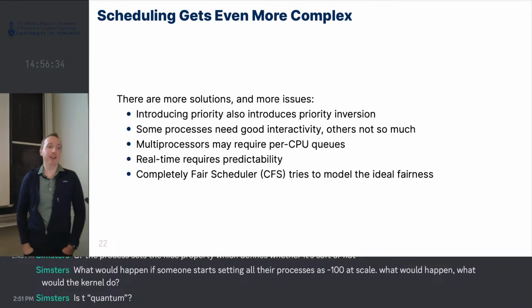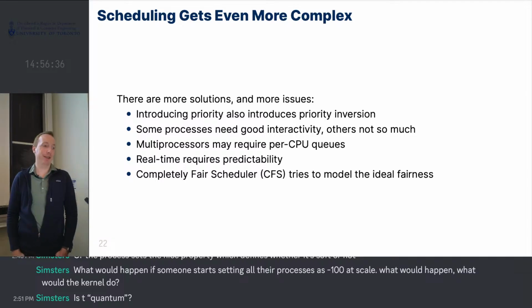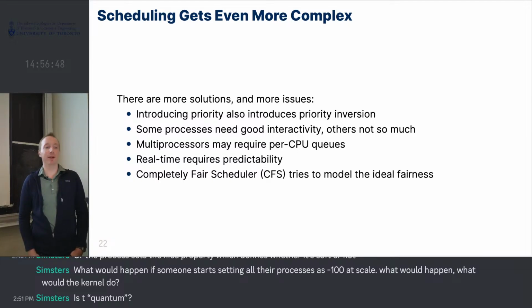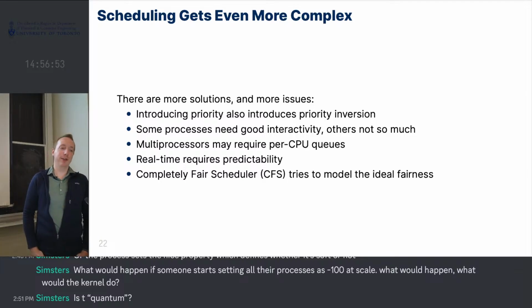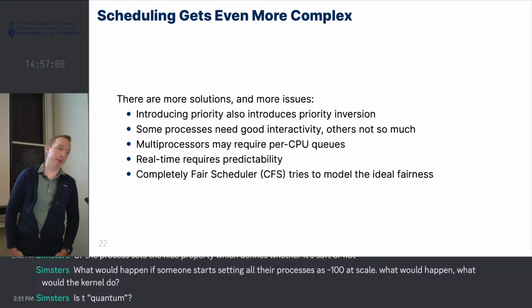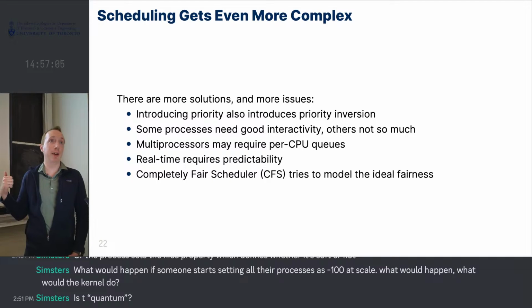So that's it. Scheduling gets even more complex. More solutions, more issues. We introduced priority, got priority inversion for our troubles. We also noticed that some processes are not all the same. Some need good interactivity, others not really. If we have multiple cores, we might need per-CPU queues. We also might have real-time tasks which need to be predictable. And the completely fair scheduler, which is actually used now in Linux, tries to model ideal fairness.